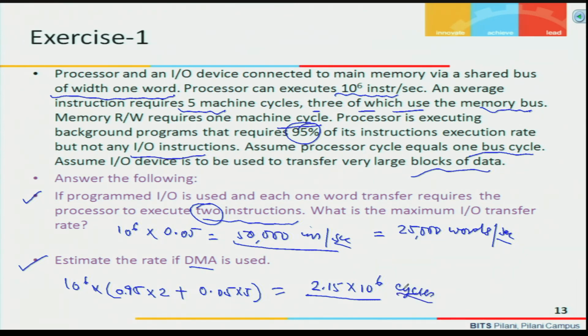Let us assume that DMA can get all these cycles. There is no cycle required for setting up or accessing the device or any other control related activity. That is an assumption. Maybe some cycles are definitely required, but let us not complicate things here. So 2.15 into 10 raised to the power 6 cycles are required. Each cycle can transfer one word. So the transfer rate achieved here is far higher than what can be done in programmed IO, if all the cycles can be stolen by the DMA, which is also an assumption.